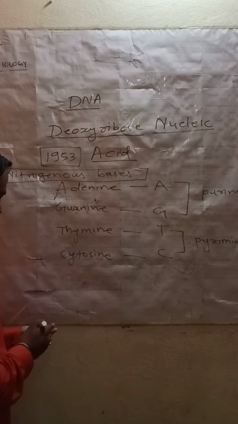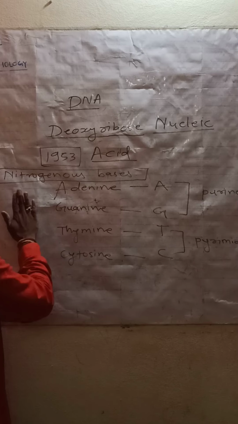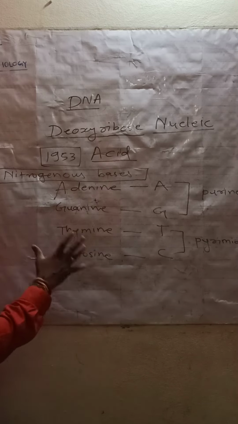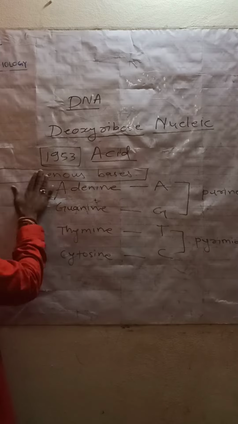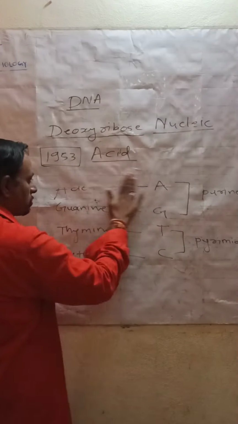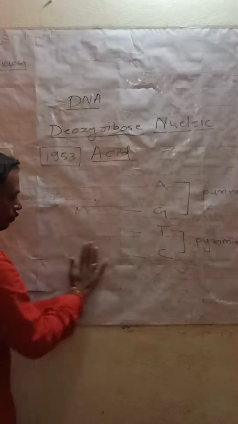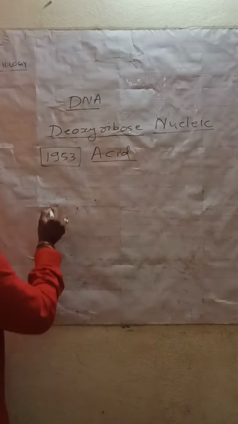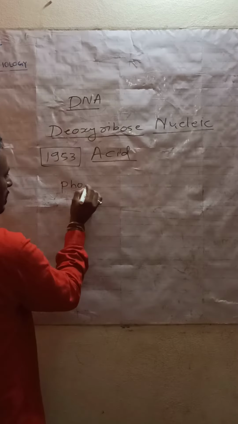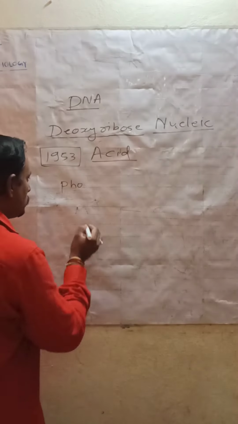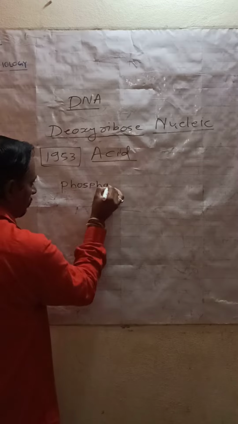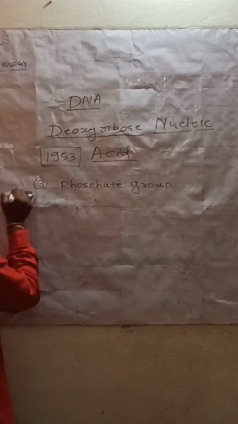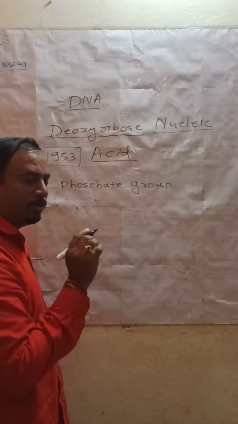Now let's focus on the phosphate group. We will see the structures of all these four nitrogenous bases later in detail. First, let's focus on how the phosphate group appears. Okay, the phosphate group is in the form of H3PO4. Phosphate group is the third part of a repeating unit in DNA known as nucleotide.